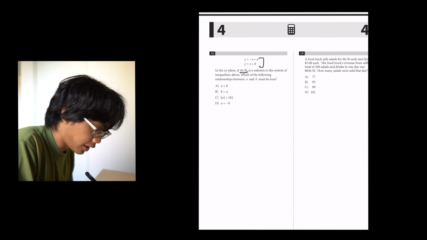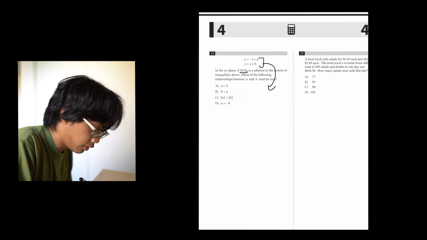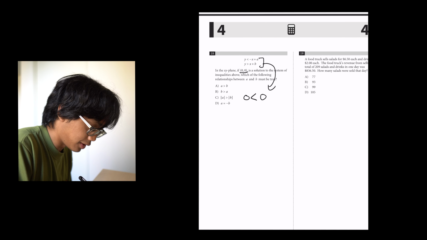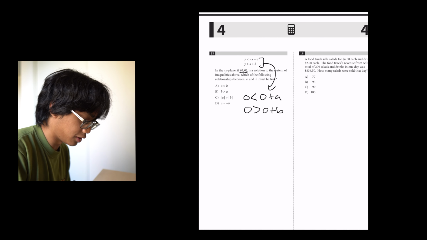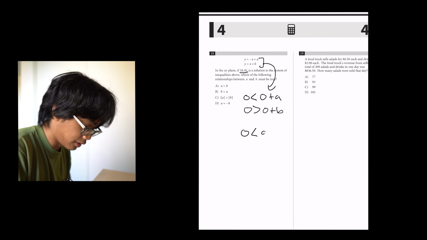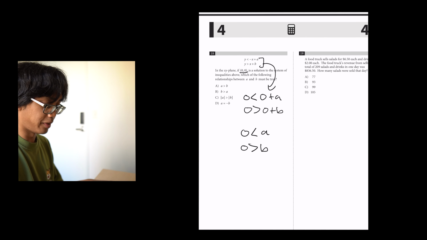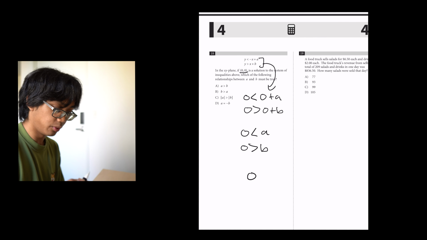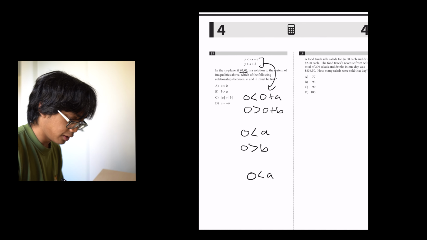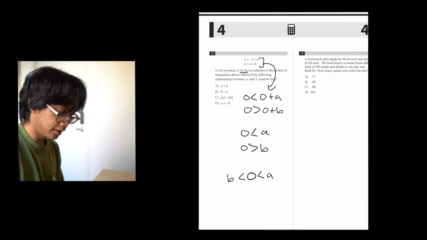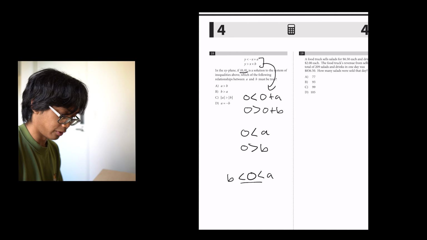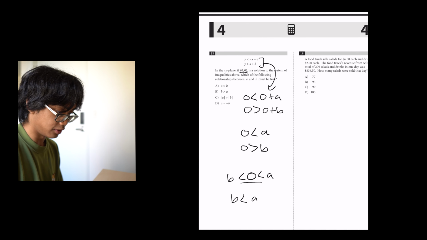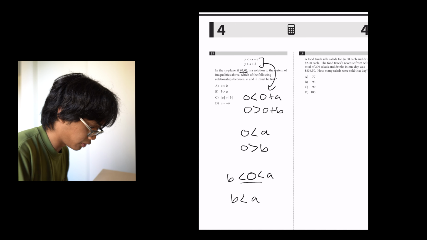So if we can take this and plug in 0, we'll have 0 is less than 0 plus A, and we also have 0 is greater than 0 plus B, which is just to say that 0 is less than A and that 0 is greater than B. And so by the transitive property, we can tell that if we have our 0 here, our A is going to be greater than it and our B is going to be less than it. And so if we just get rid of this 0 in between, we can still see that this is still true, which is going to give us answer choice A.